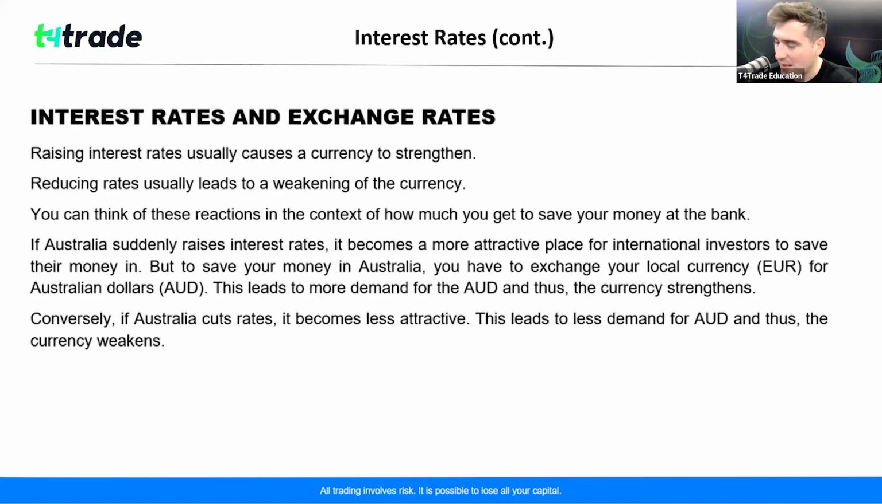So finalizing this example, conversely, if Australia cuts rates, it becomes less attractive. That is a no brainer. This leads to less demand for the Australian dollar, and thus we see the currency weakening. So this is the interplay between exchange rates, interest rates, and inflation as well. This is how the whole thing works.